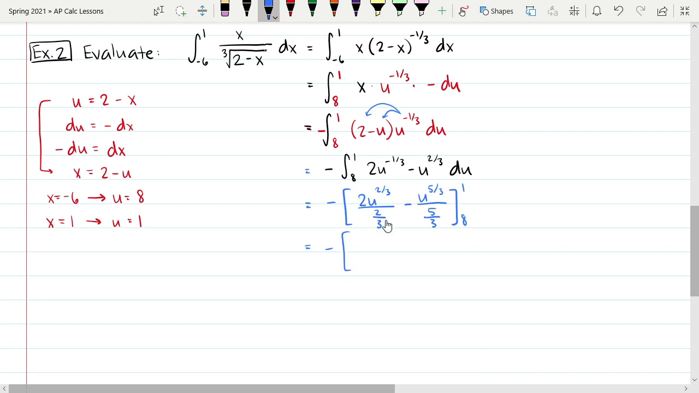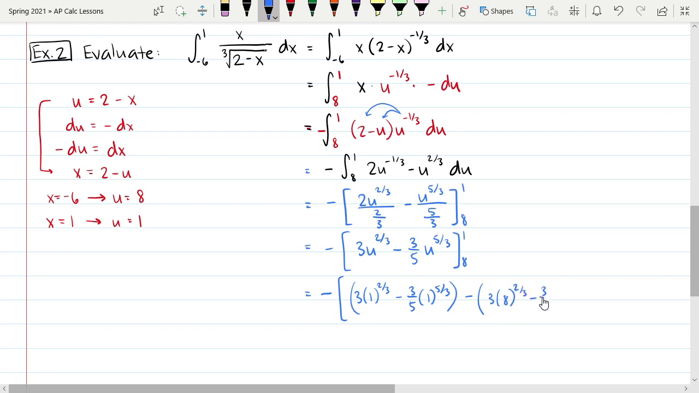Let's go ahead and simplify that a little bit. So when I flip and multiply, that's going to become 3u to the 2/3 minus 3/5 u to the 5/3 from 8 to 1. And so now we can evaluate that. So I'm going to put the negative all the way out in front. And so now we're going to have 3 times 1 to the 2/3 minus 3/5 times 1 to the 5/3 minus 3 times 8 to the 2/3 minus 3/5 times 8 to the 5/3.